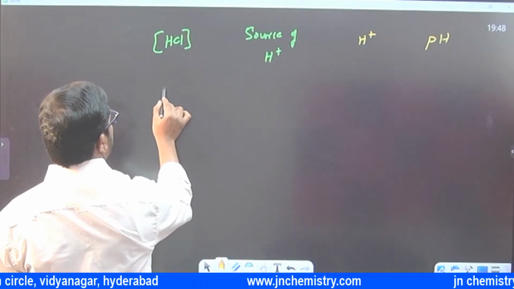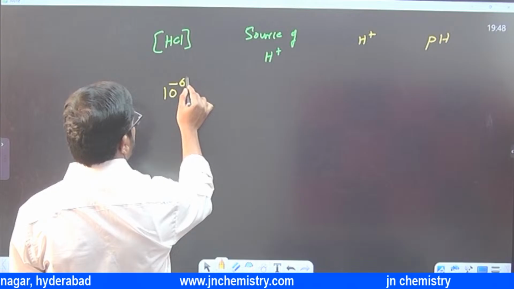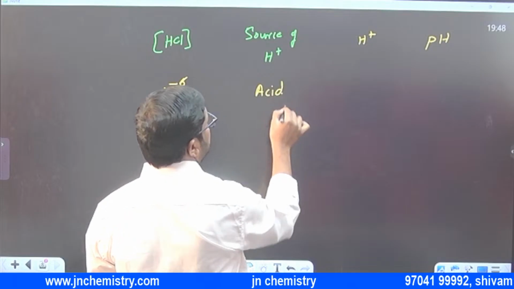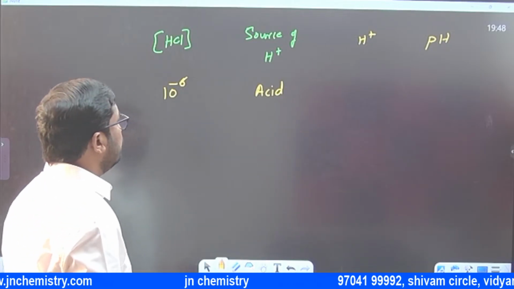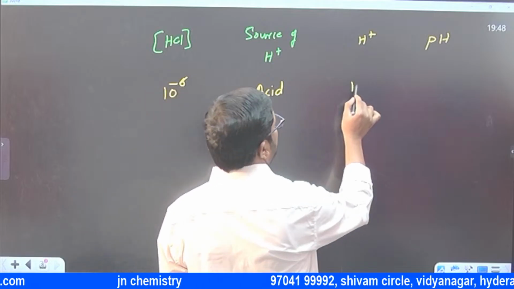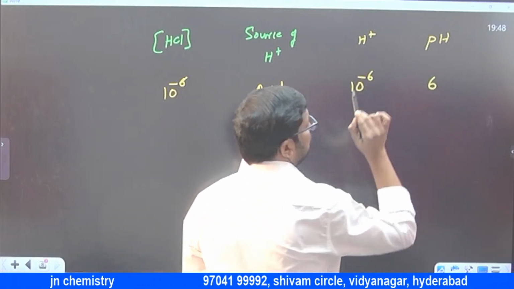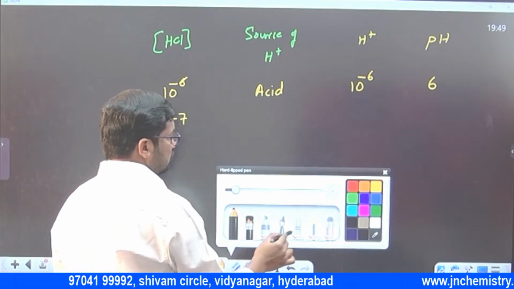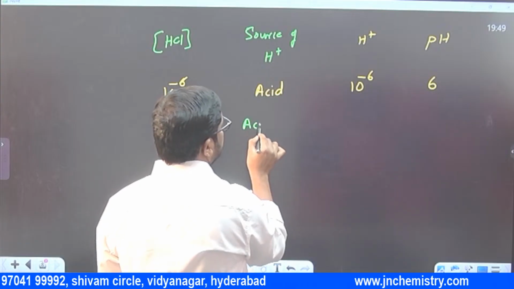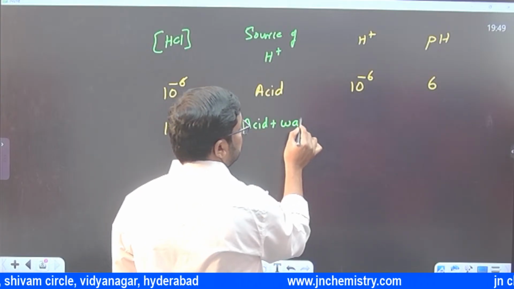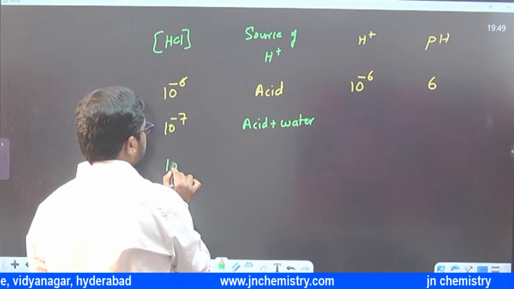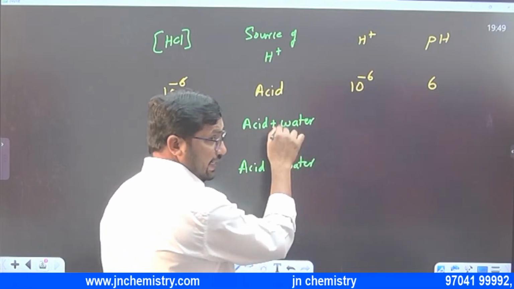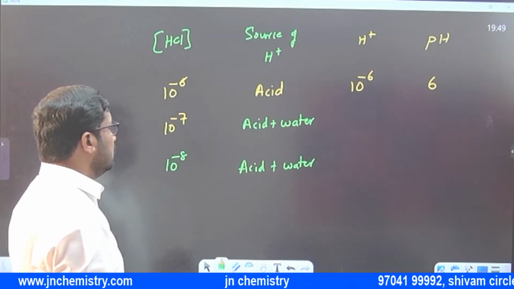If 10 to the power of minus 6 aqueous HCl, the source of H plus is only acid. The concentration of H plus ion is 10 to the power of minus 6. pH is equal to 6. Directly we can write. So 10 to the power of minus 7, the source of H plus is coming from acid plus water. 10 to the power of minus 8 also, the source of H plus is acid plus water. So I'll explain why. Directly I am giving the values, right?